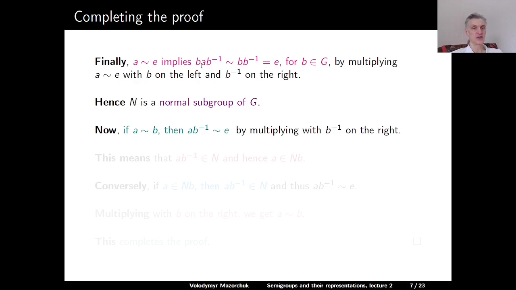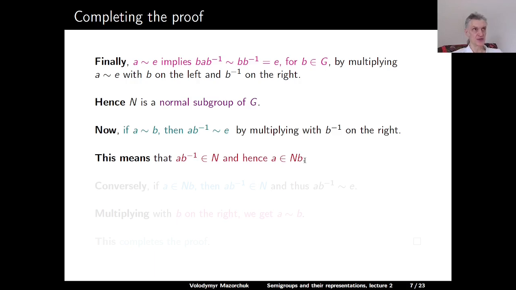Now assume that we have two elements A and B which are tilde equivalent. Then we can multiply with B inverse on the right and get that AB inverse is still equivalent to the identity. So this means that AB inverse belongs to N, but then it means that A belongs to N times B. So A is an element of the coset with respect to N generated by the element B. So two equivalent elements belong to the same coset.